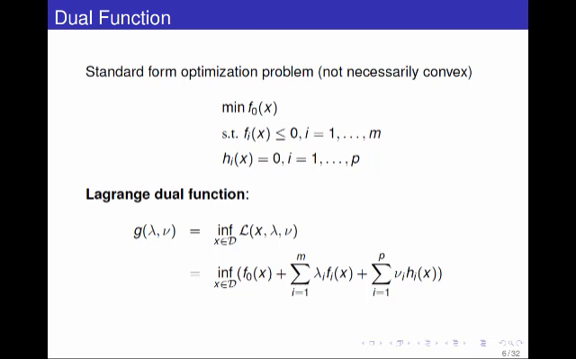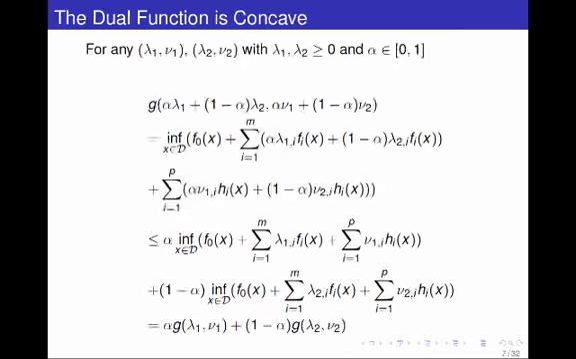I should actually use phi here because I use it later. So this is the proof that the dual function is a concave function. What we basically want to show is the definition of concavity. One of the ways to define concavity is geometrically.